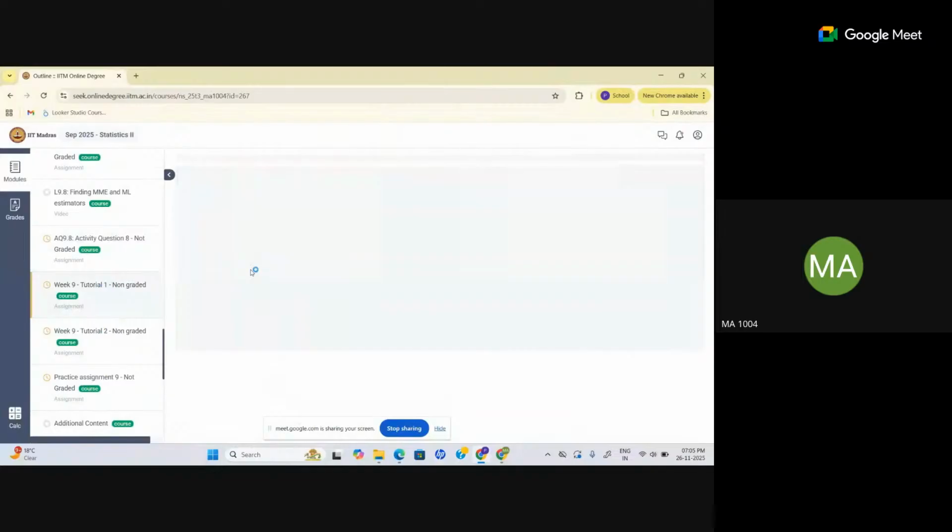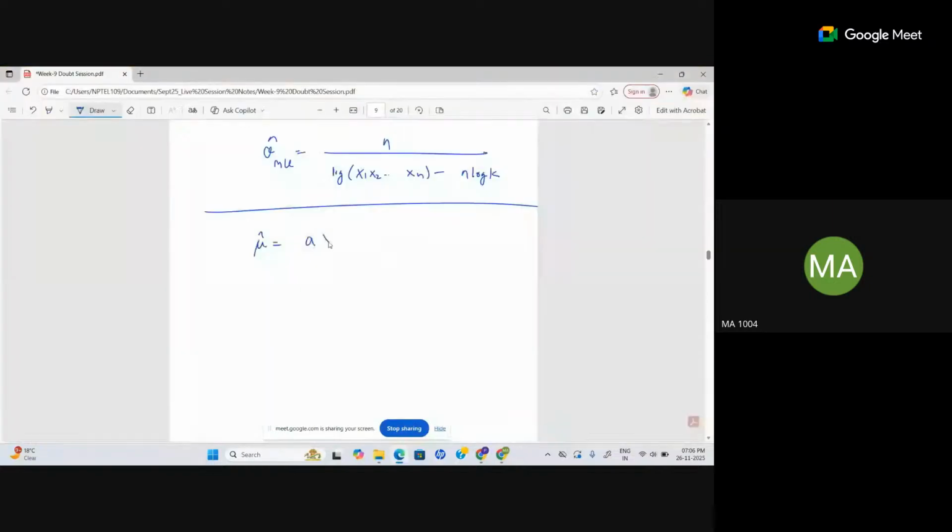So mu hat is a times x1 bar plus 1 minus a times x2 bar. First we need to calculate its expected value, the expectation of mu hat.